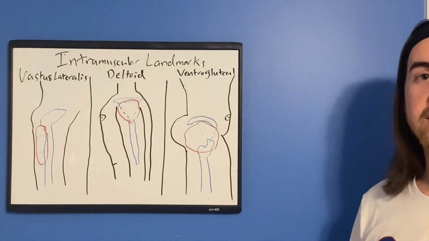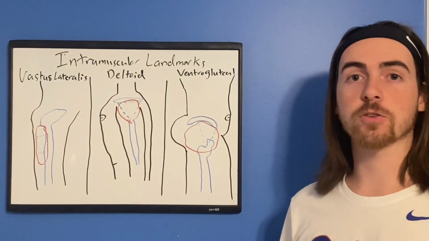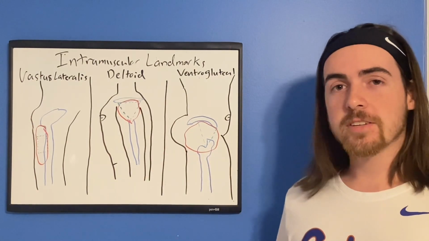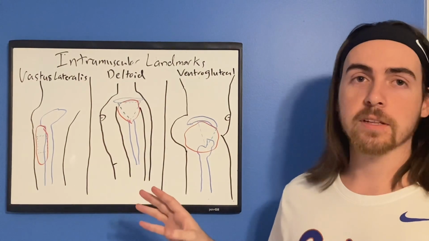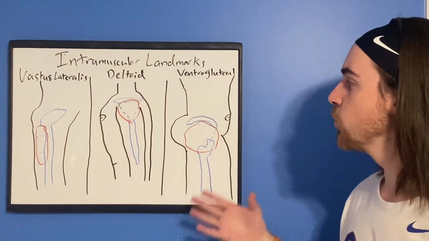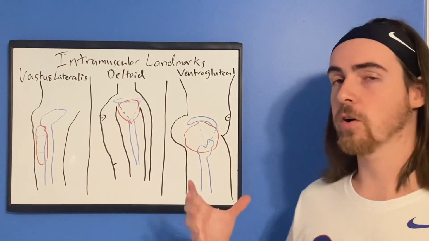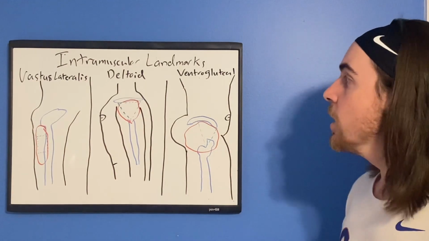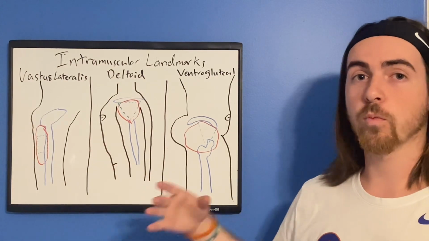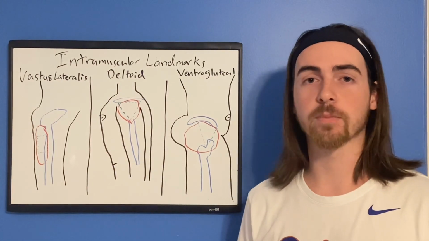Cool. What I want to look at next are the landmark sites for the intramuscular injections. So we color coordinated these images. Blue are our landmark bones, red are our muscle areas, and the green dotted areas are where we are actually giving the injection. So for this first one, the vastus lateralis, what you should really remember is your medical terminology.